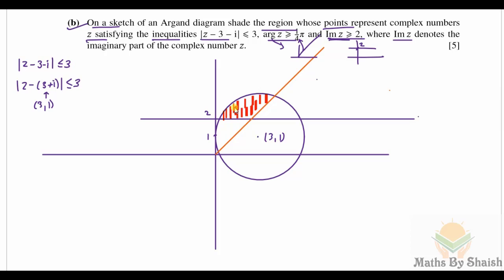This is the region, because it is inside the circle, that's why modulus of z minus 3 minus iota is less than 3, and imaginary value of z is greater than 2, and the half line makes an angle more than pi by 4. So this was pi by 4, so this is more than pi by 4, this is more than 2, and it is lying within the circle. So that is the sketch on an argand diagram.